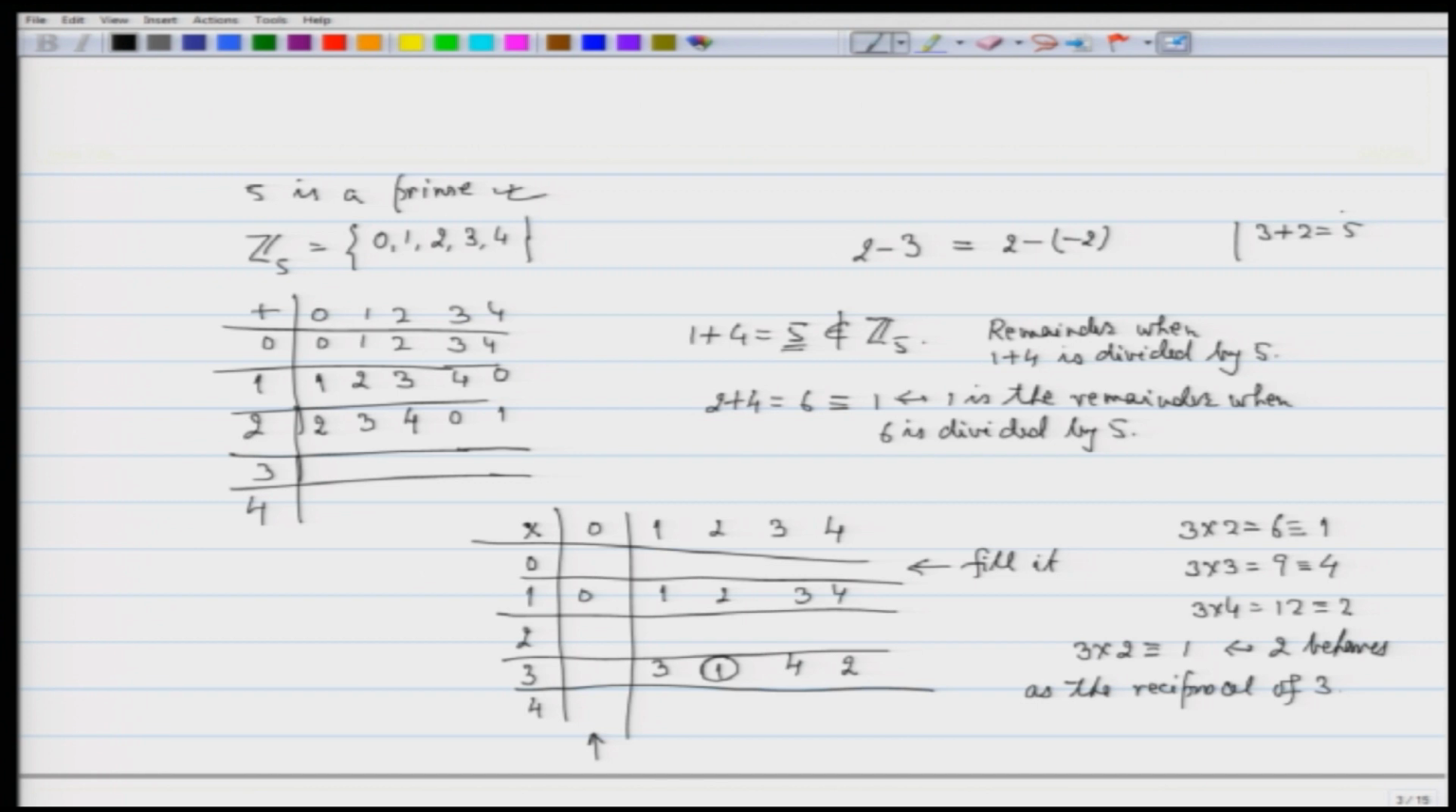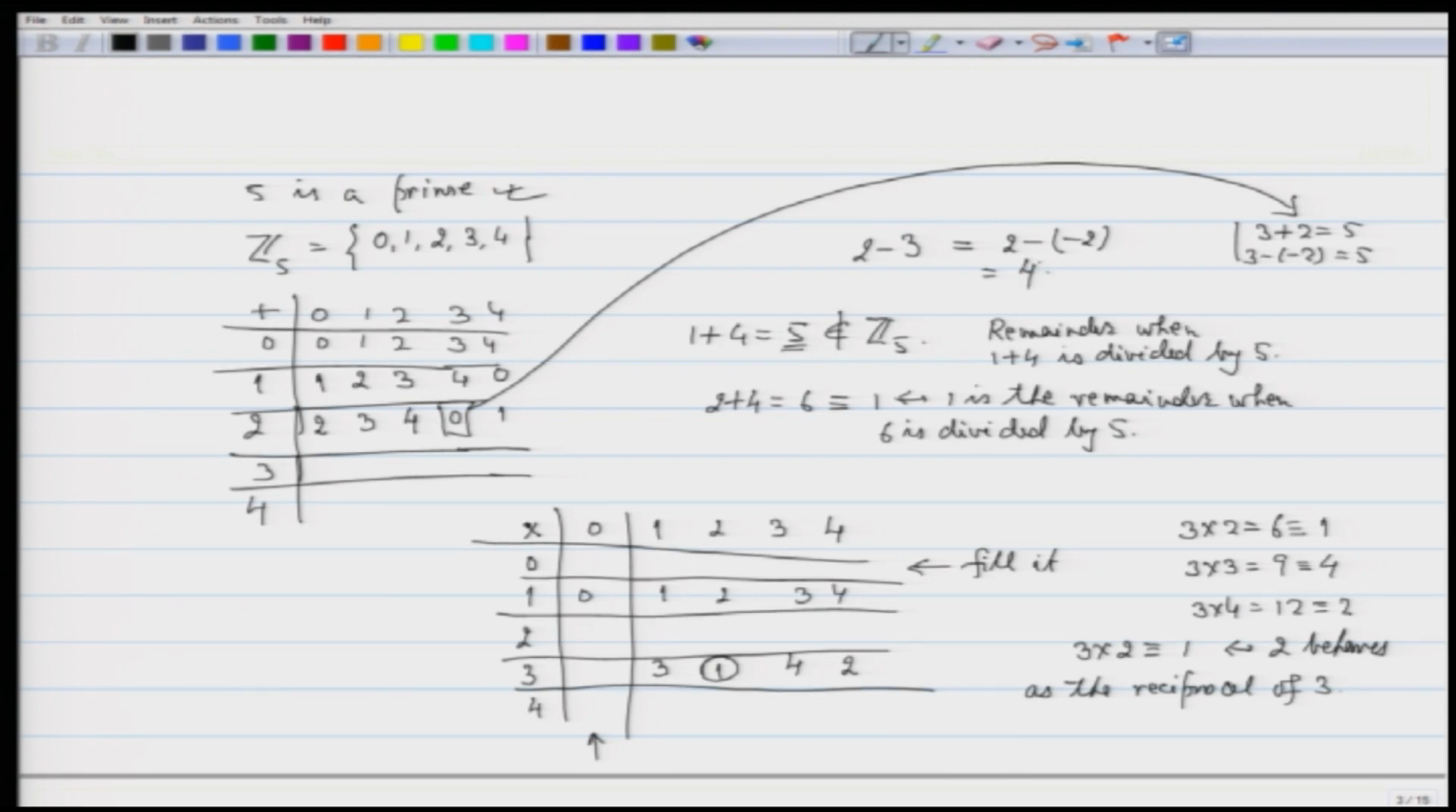So, let us look at the table. 3 plus 2 is 5. This is the table that we have. So, from here we see that 3 plus 2 is 5. So, I can replace 3 by minus 2 itself, because 3 minus minus 2 is 5. So, I can replace 3 by minus 2, that is, it is the additive inverse. So, therefore, this is nothing but 4.